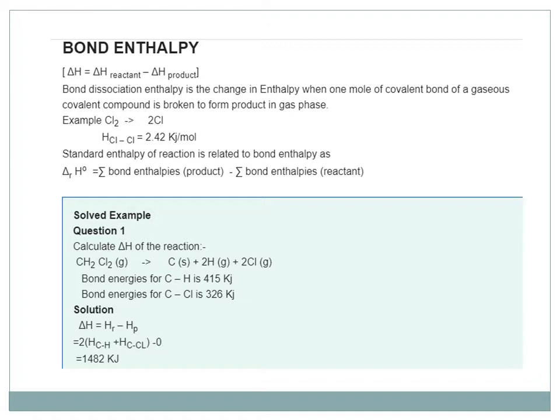Calculate delta H of the reaction CH2Cl2 in gaseous form. It changes to carbon solid, hydrogen and Cl. The bond energy for carbon and hydrogen is 415 kilojoule, and the bond energy for carbon and chlorine is 326 kilojoule. The solution is delta H is equal to HR minus HB. Put all the values. Answer is 1482 kilojoule.